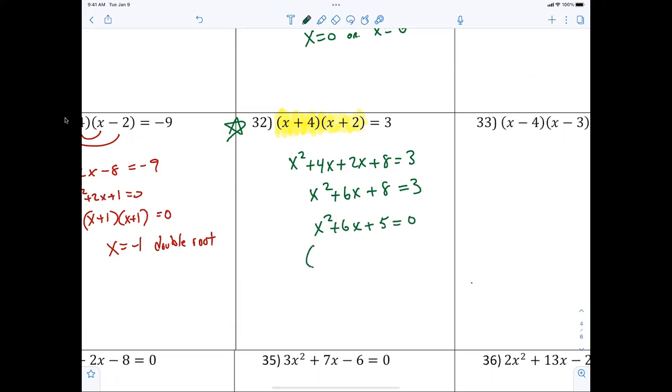And now, of course, we start our factoring. x and x, 5 more. They're both positive. So again, x plus 5 equals 0. x plus 1 equals 0. x equals -5 and x equals -1.